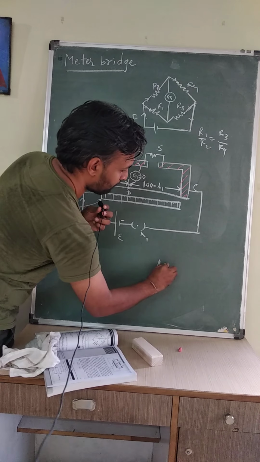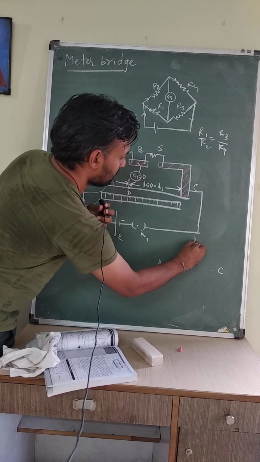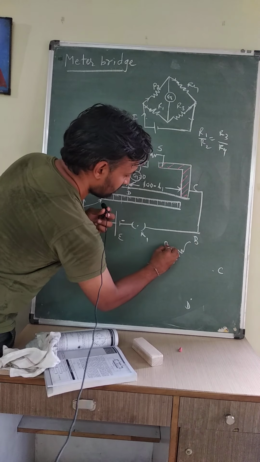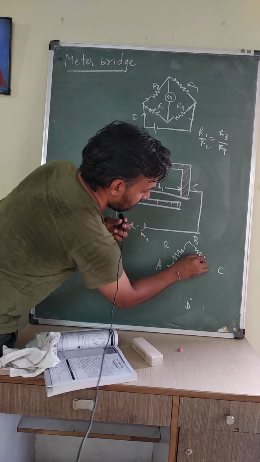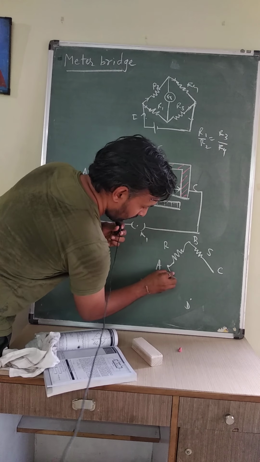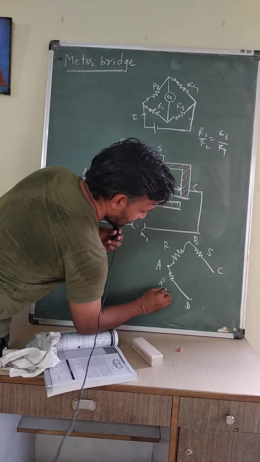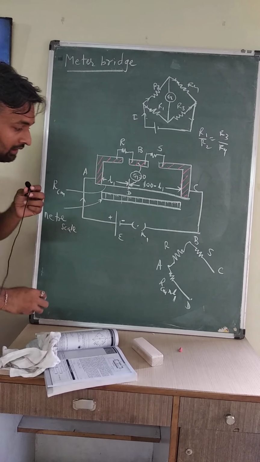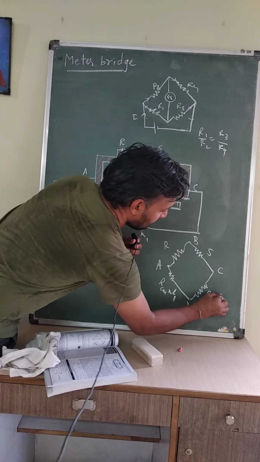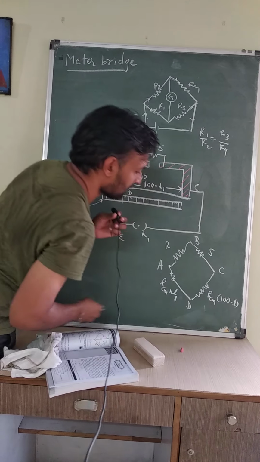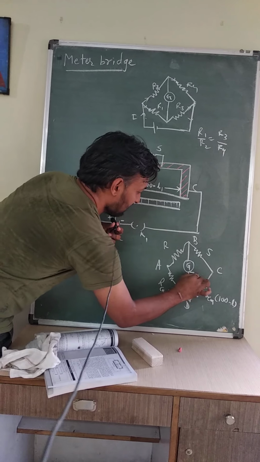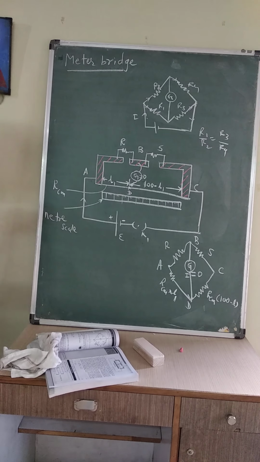So this is point A, this is point C, this is point B, this is point D. Between A and B we have the unknown resistor, that is R. Between B and C we have the standard resistor, that is S, which is known. Between A and D we have the value ρ (rho) per cm into L1, and between D and C we have that value, ρ per cm into 100 minus L1. And between B and D the galvanometer is connected. That galvanometer indicates the reading, current I equal to 0.